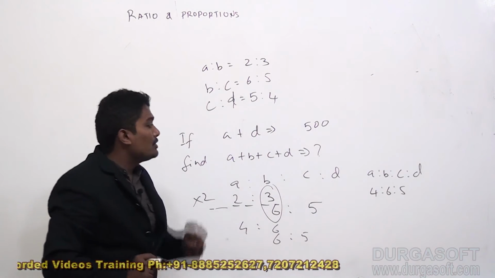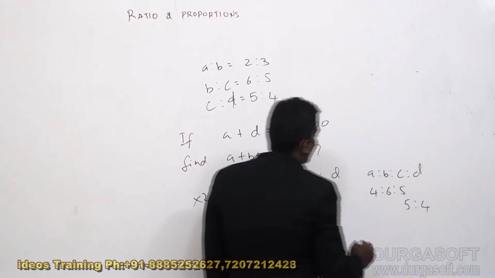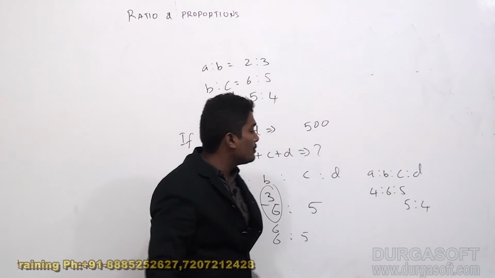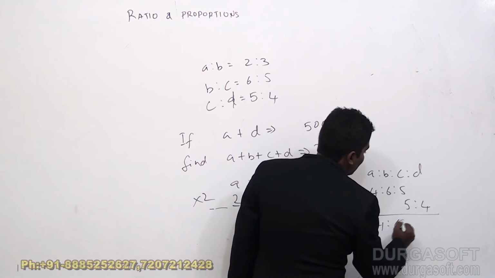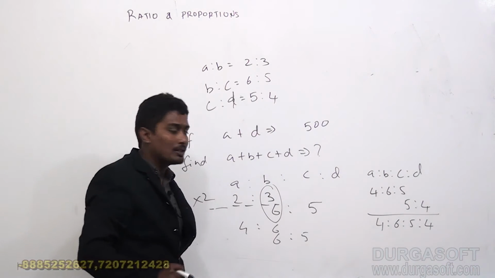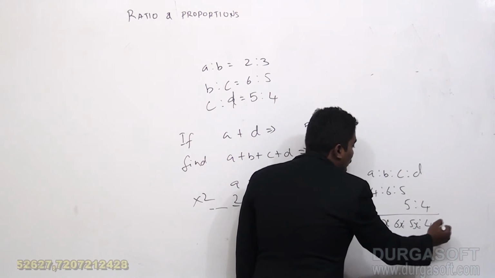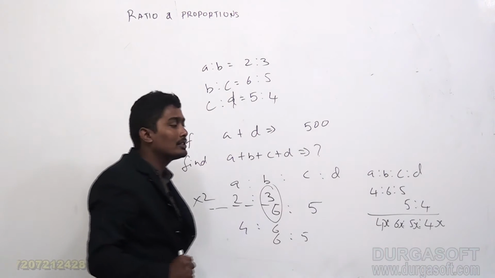Now the ratio of c is to d is given as 5 is to 4. Now I can see that the common part is again the same value, which means I can combine both the ratios and say 4 is to 6 is to 5 is to 4. This is the ratio of all the 4 numbers, so I will take a common number x. So first number is 4x, second number is 6x, third number is 5x, fourth number is again 4x.